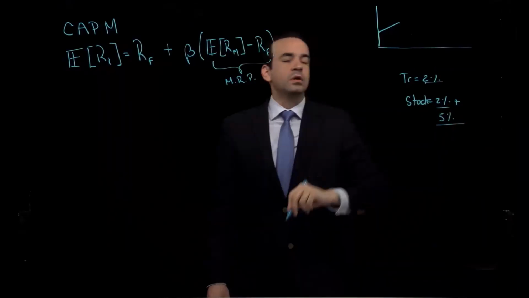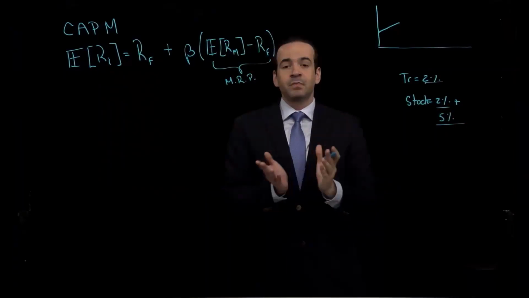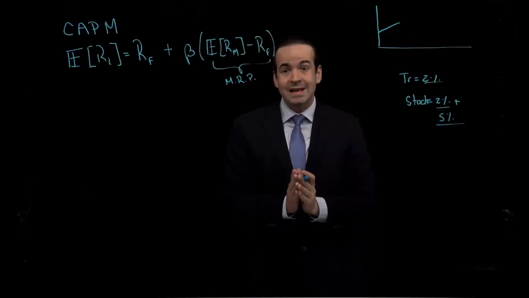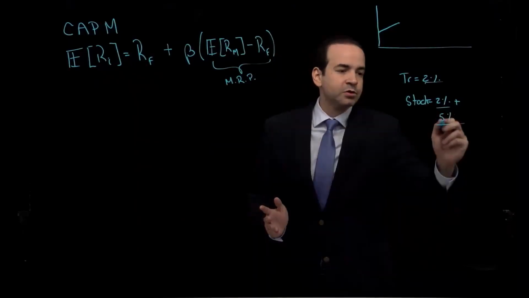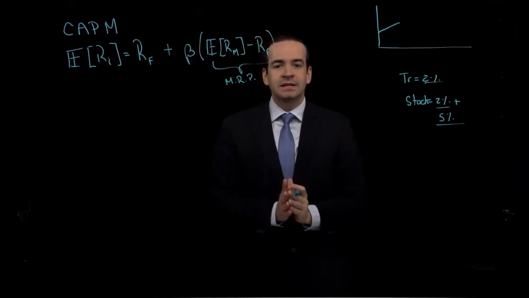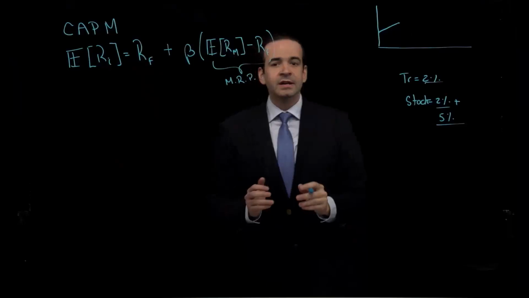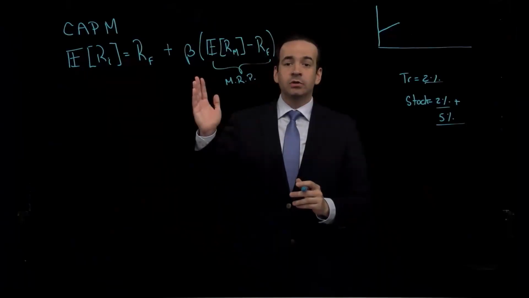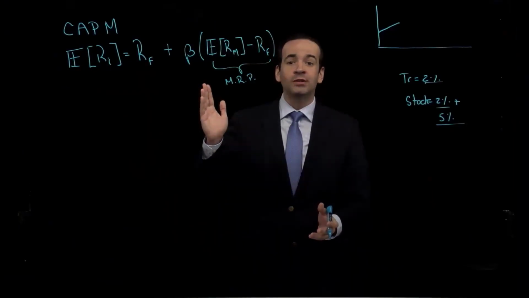So if a company wants investors to buy their stock, they will need to offer some premium on top of the riskless asset. And then this premium will be higher or lower according to the beta.